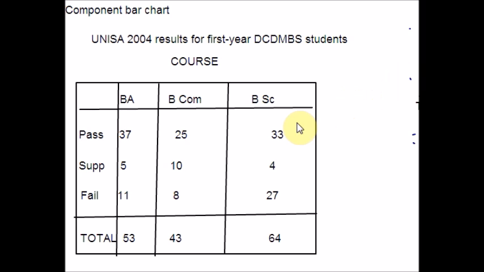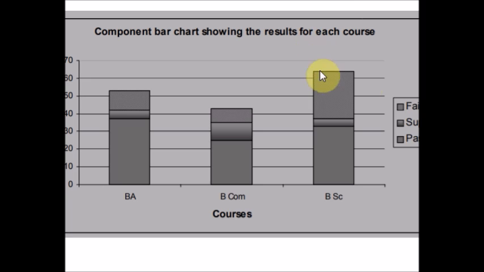Okay, let us draw the component bar chart for this example. So here is the component bar chart showing the results of each course. Did you see that it has been piled one upon the other? Yeah, this is how a component bar chart will look like.